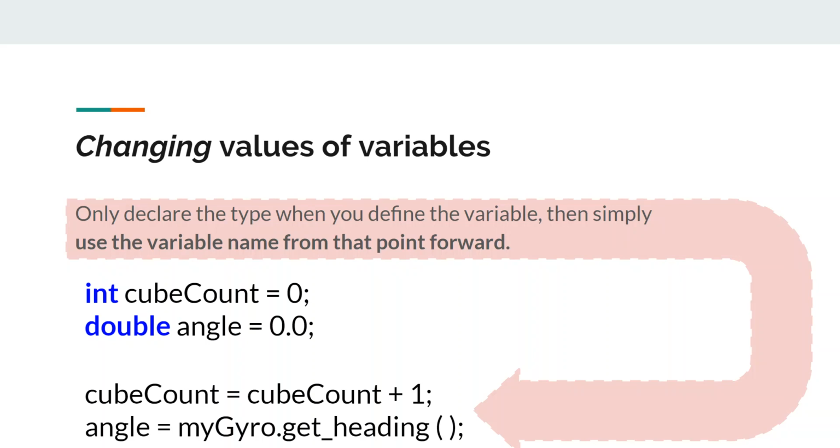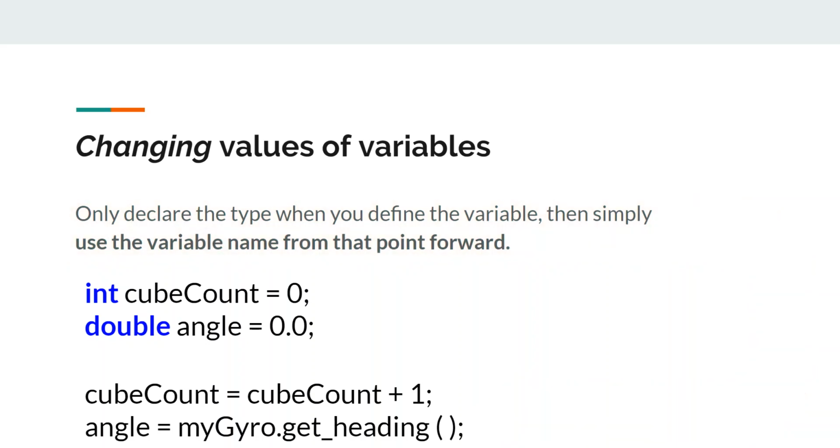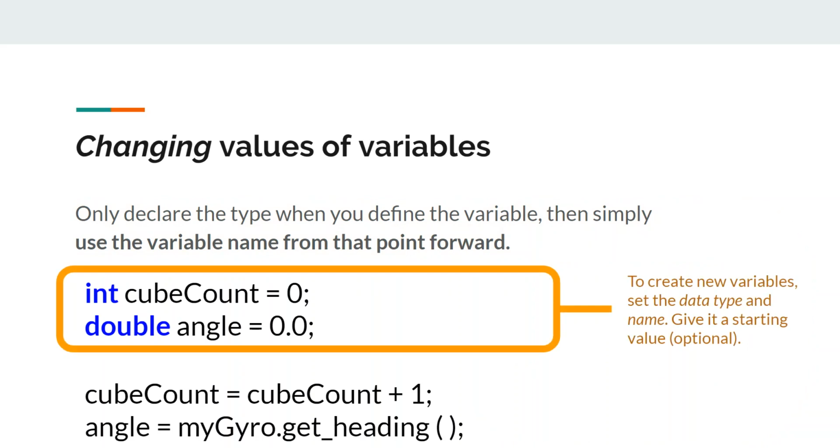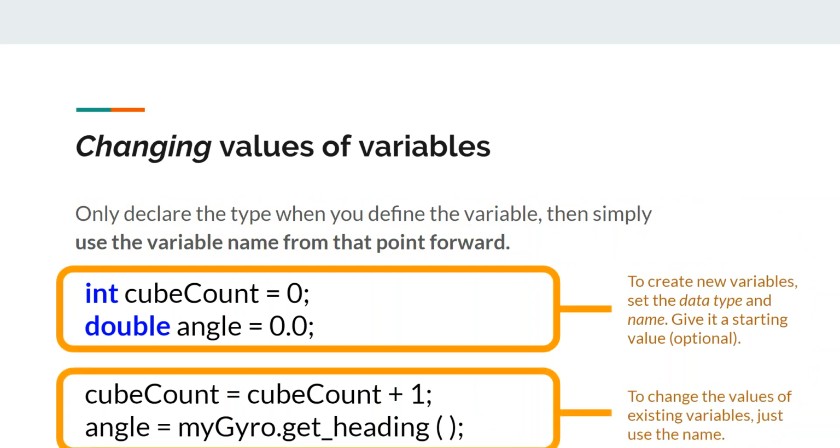If I wanted to rewrite it and completely reset it, then I could reset it by providing it again with int and double. But no need to do that. What else? Yeah, so you have this to create new variables, and this to change the value of existing variables.